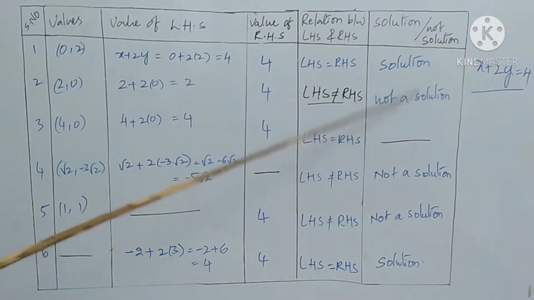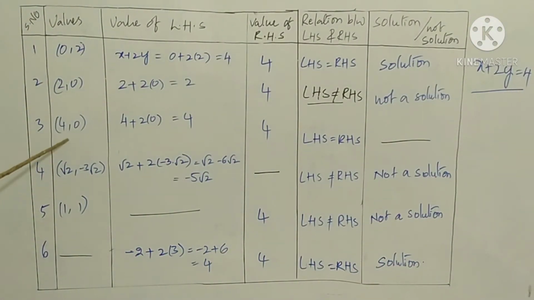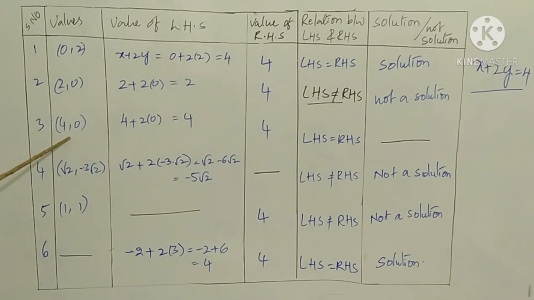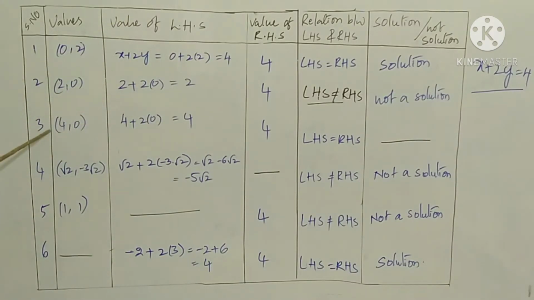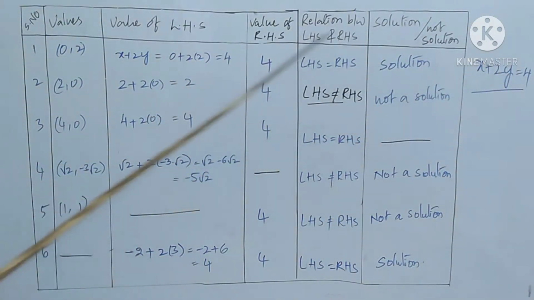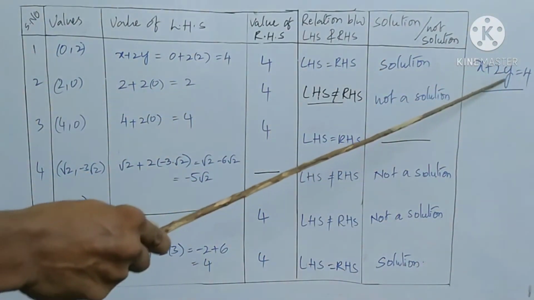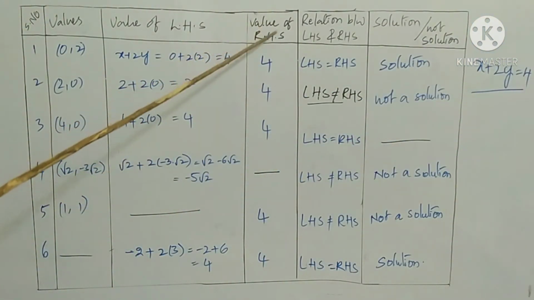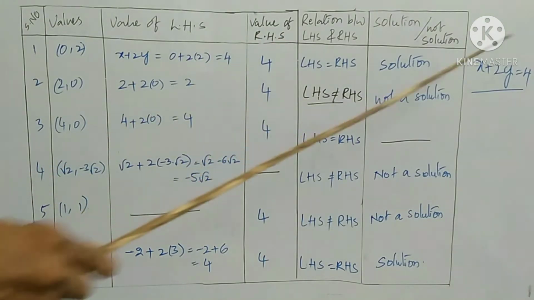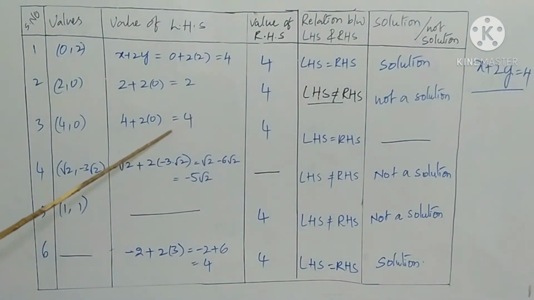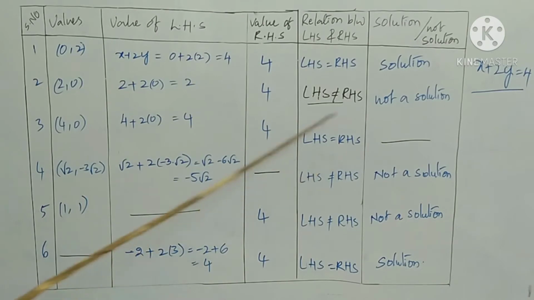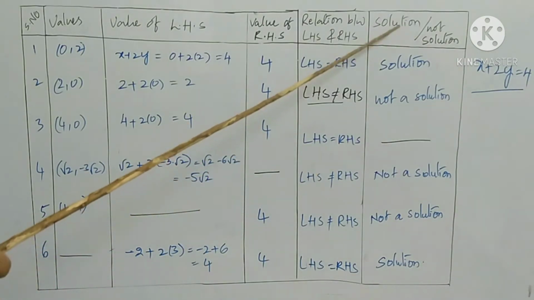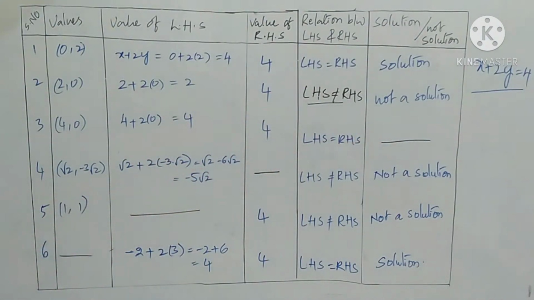So this is not a solution. Next, third one. We have to check for (4, 0). So substitute 4 instead of x and 0 instead of y in the given equation. So the LHS result is 4. The value of RHS here is 4. So here LHS is equal to RHS, 4 is equal to 4. So this is a solution.